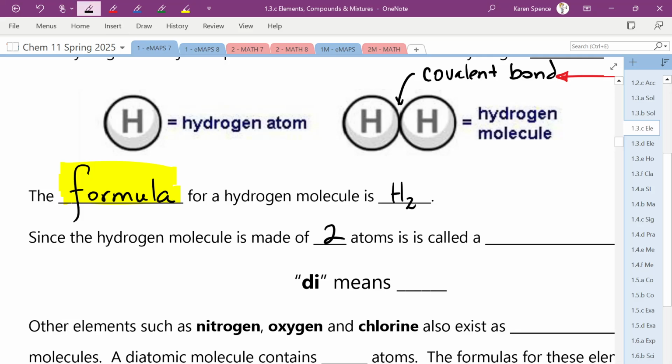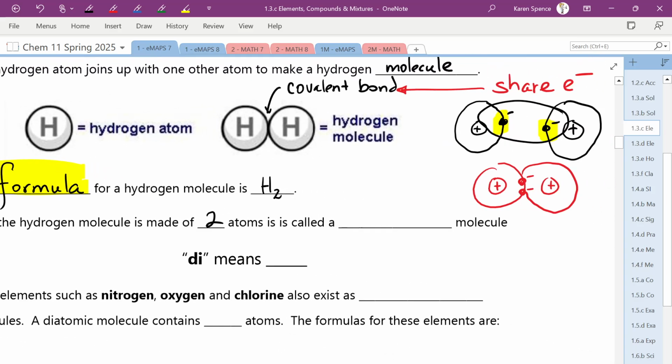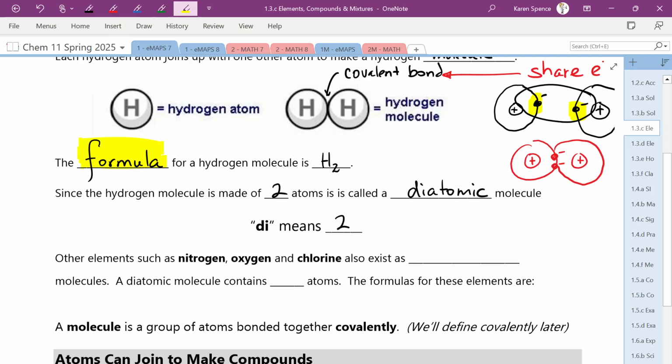And the formulas are the symbols for a chemical. Hydrogen is made of 2 atoms. Therefore, it is called a what kind of molecule? A diatomic. And that's because di means 2. So we have hydrogen, nitrogen, oxygen, and chlorine also exist as diatomic molecules which contain 2 atoms. Could you please write the formulas for nitrogen, oxygen, and chlorine?